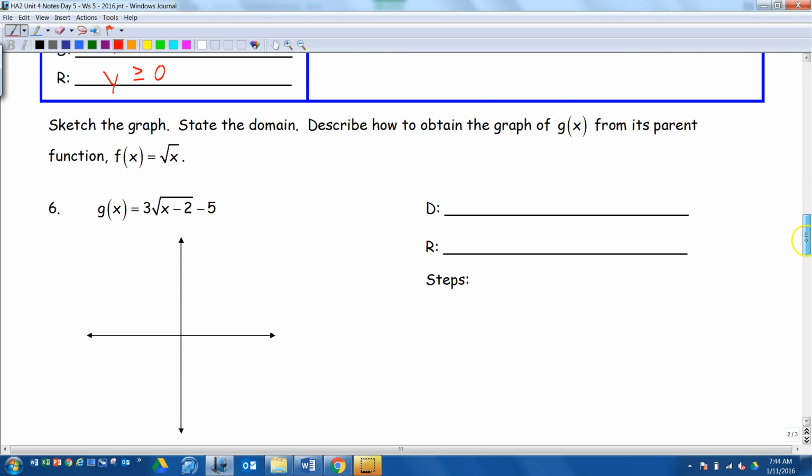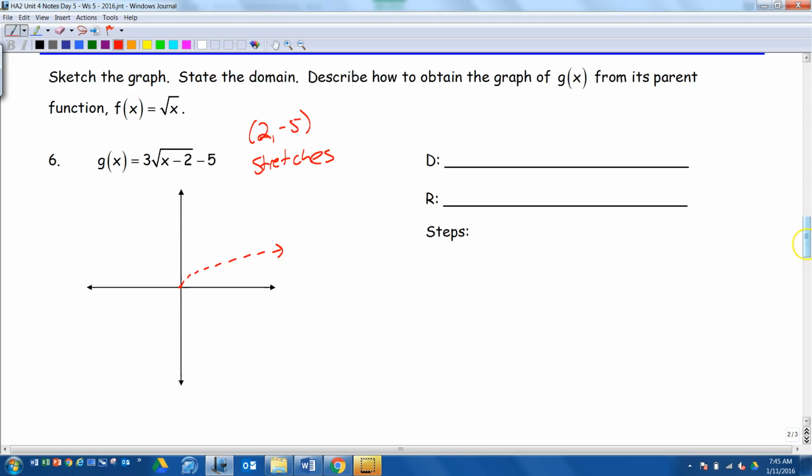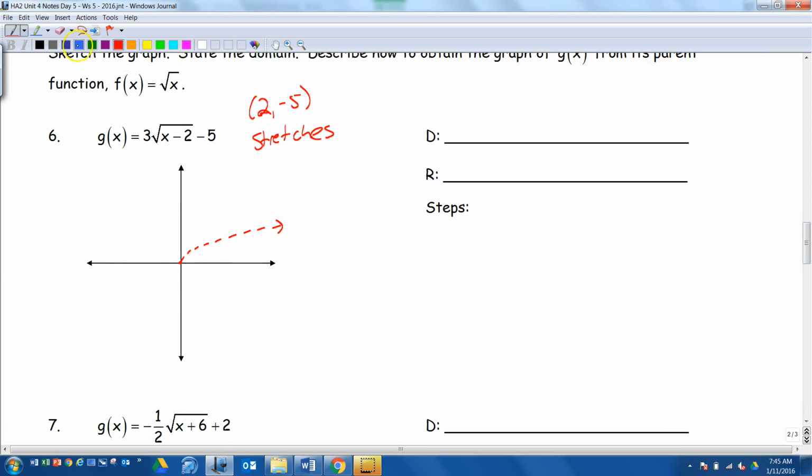Okay, so let's see what happens. The starting point for this one is, well, I'm going to first of all draw the parent. So this is my parent. The starting point is at 2, negative 5, and then it stretches, which means it pulls it up. So it's a little different than all the other ones we were looking at where it made it kind of skinnier. This one's actually going to make it wider. So my point is at 2, negative 5, right here, and then it's pulling this, instead of going like this, it's pulling it more up. So it's pulling up more.